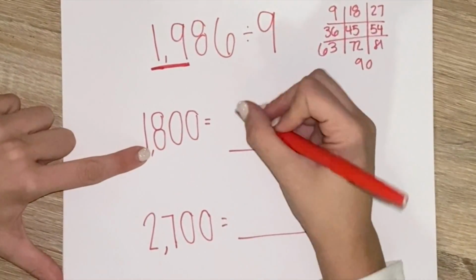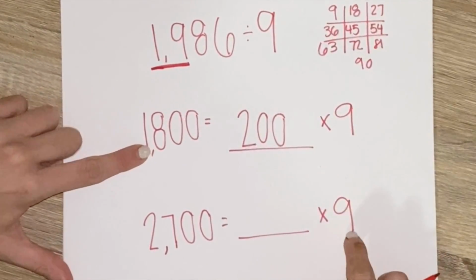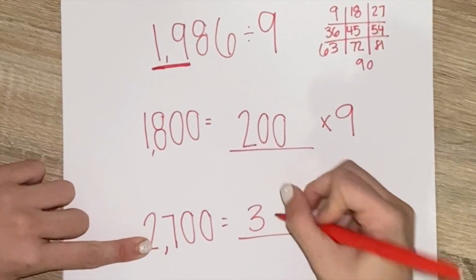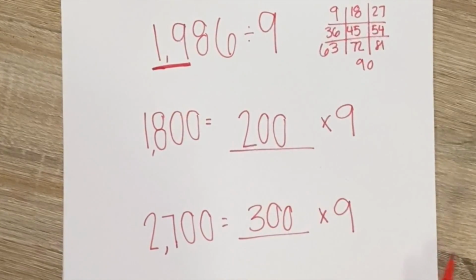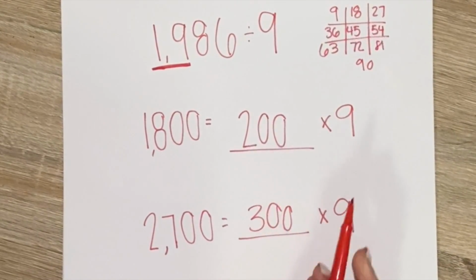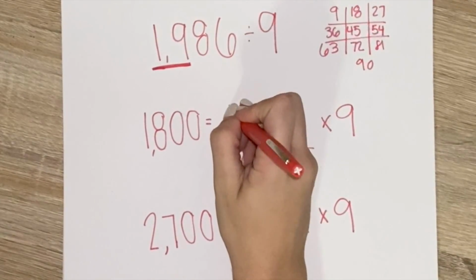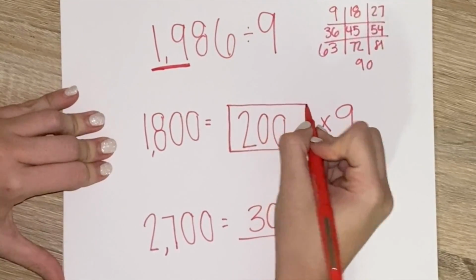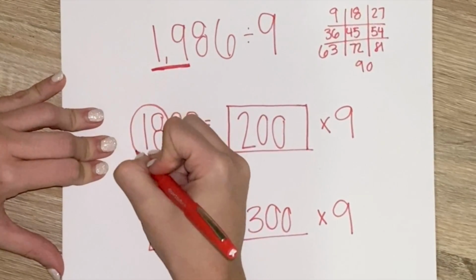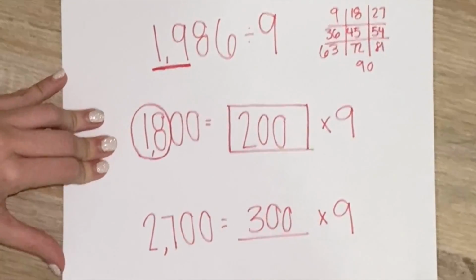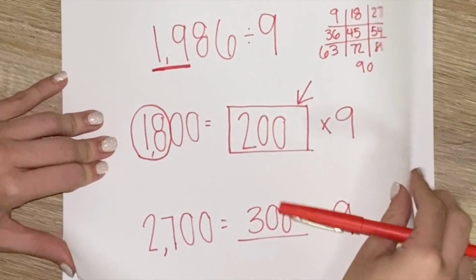Well, I know 9 times 2 is equal to 18, and then I have 2 extra zeros, right? And then I know 9 times 3 is equal to 27, so I have 2 extra zeros. And this tells me that my quotient is in between 200 and 300. However, my quotient will be closer to 200 because 19 is only 1 away from 18, right? And it's further away from 27. So it'll be closer to 200.